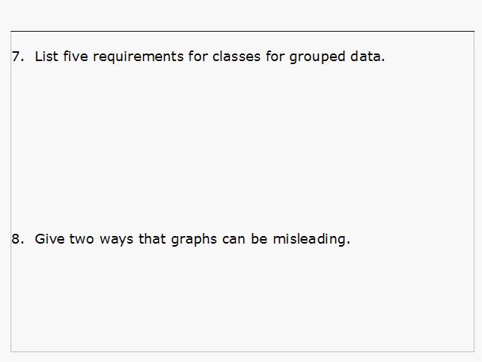Now this homework ends with writing the 5 requirements for classes for group data. I think we kind of went over those before. They have to be exhaustive, continuous. There should be a certain moderate number of the classes, they have to be equal width. So you can look in the book or in the written notes that I put on Blackboard to find requirements for classes. And then there's 2 ways that graphs can be misleading.